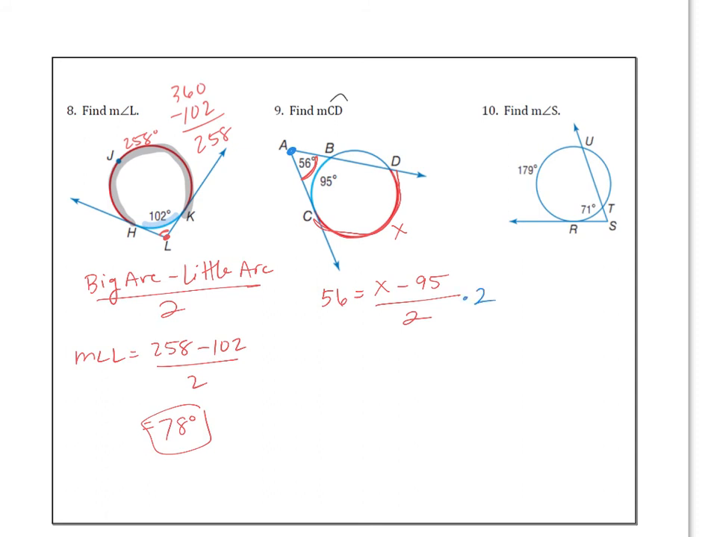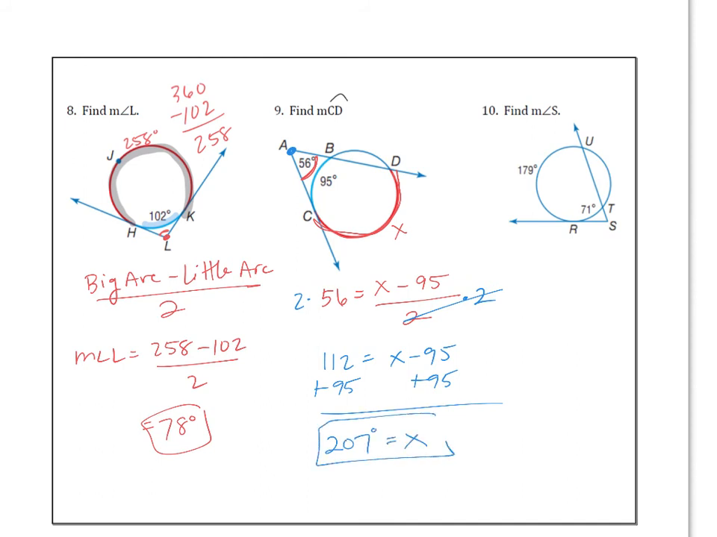Multiply both sides by 2. You get 112 equals x minus 95. Add 95, and we get 207 equals x. And that's going to be degrees, because it's the measure of this arc out here. And you could check it: do 207 minus 95, divide by 2, and see if you get 56. You should. Please pause the video, try number 10.